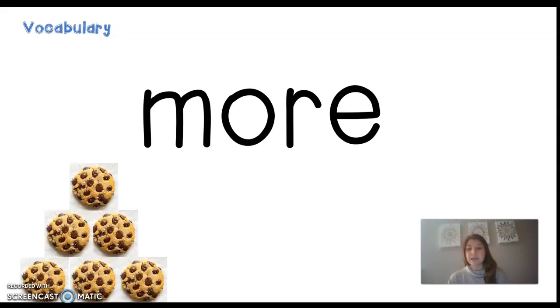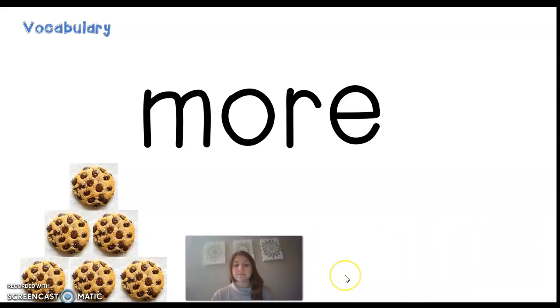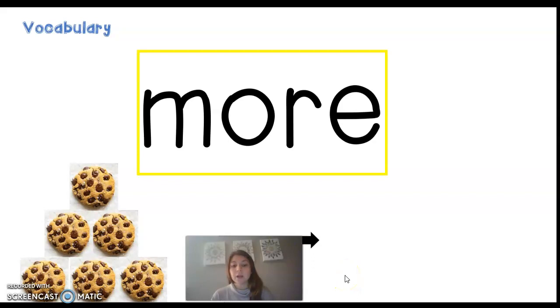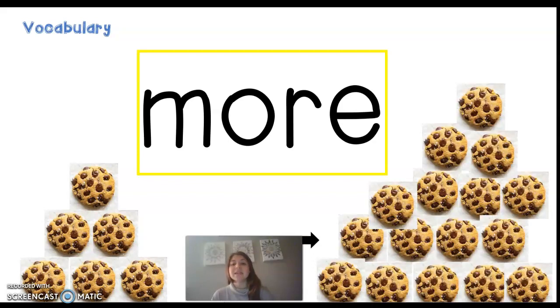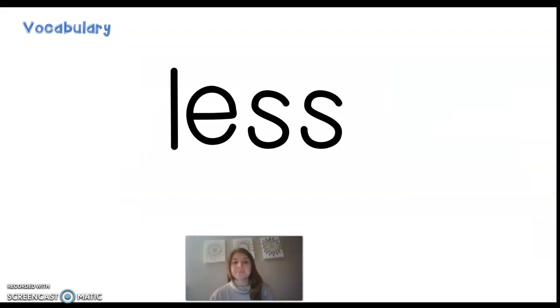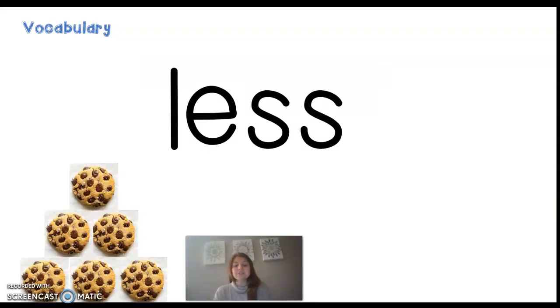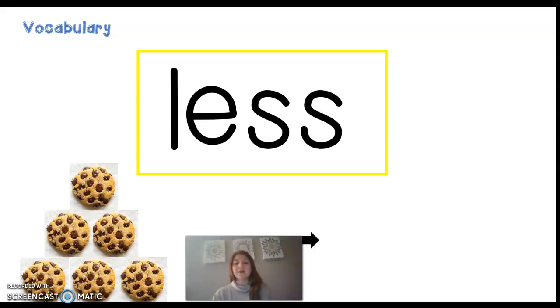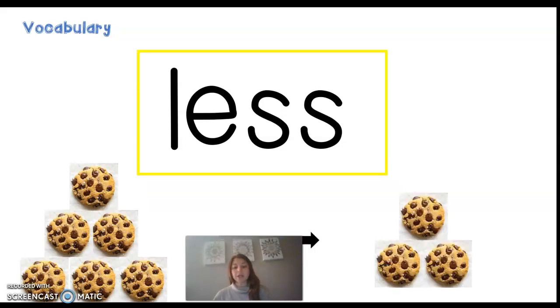6 cookies and we want more cookies. We want more. The amount is going to increase and get bigger. We're going to add more cookies. If we want less cookies, we have 6 cookies. The amount of cookies is going to get smaller. We have less cookies.